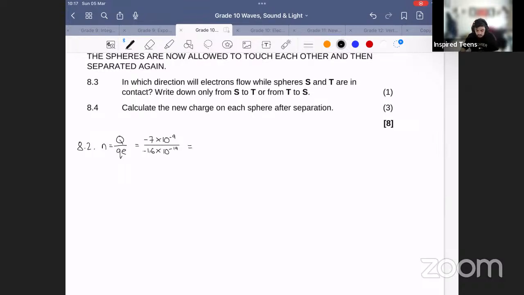I'm going to do this calculation. Negative 7 times 10 to the negative 9 divided by negative 1.6 times 10 to the negative 19. I get an answer for the number of electrons as 4,375 times 10 to the positive 10. Again, there's no unit. It's just electrons.